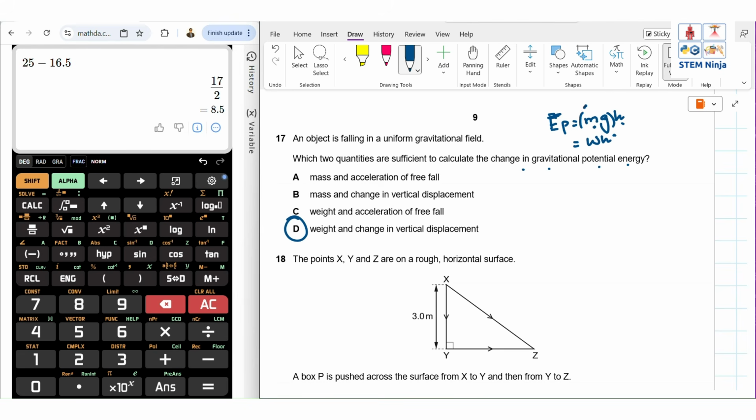So when we had mass, we would also have to include the acceleration of free fall and the height. But weight already encompasses mg, both of them.